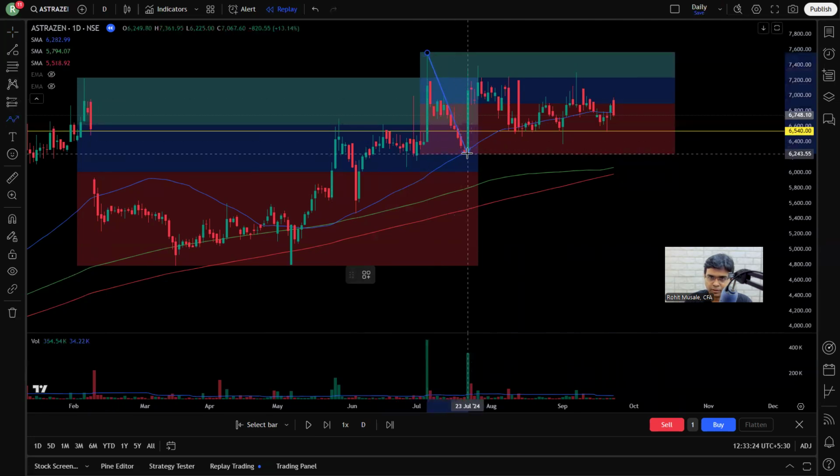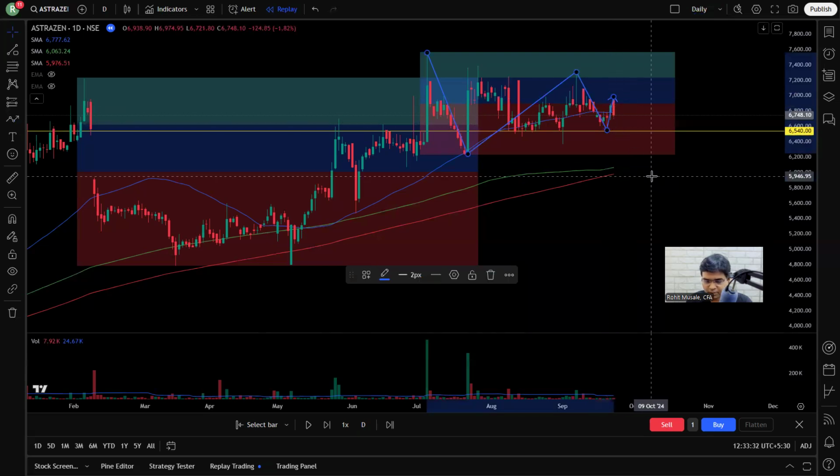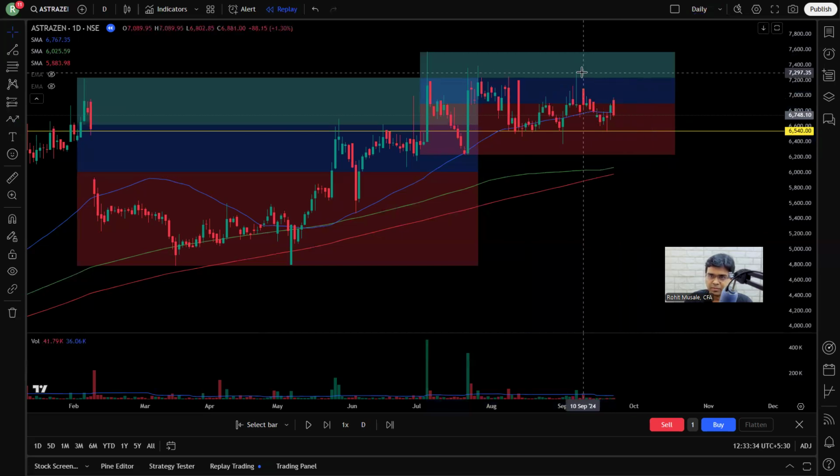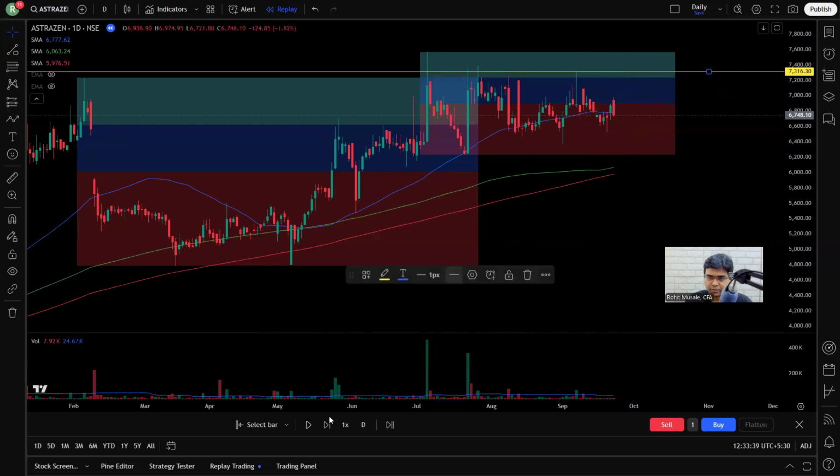Point 1, point 2, this is point 3, point 4, point 5. Okay, 5 points in the base. This becomes the buy point. So from here, if we take somewhere here and it breaks out.